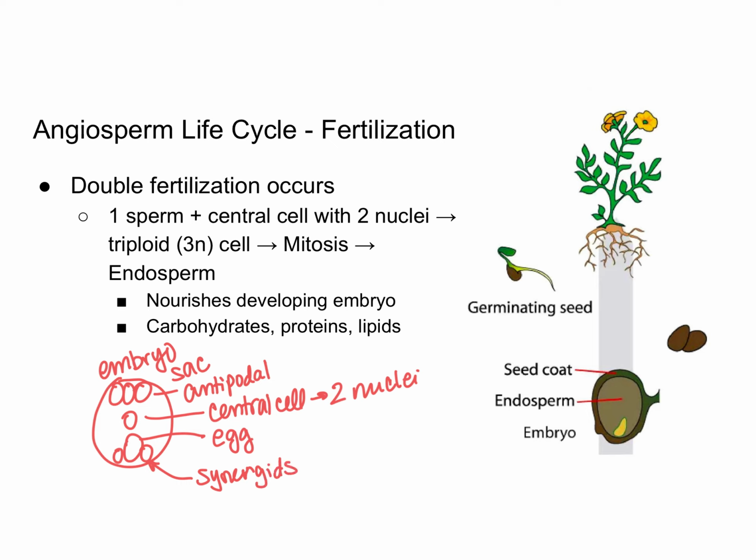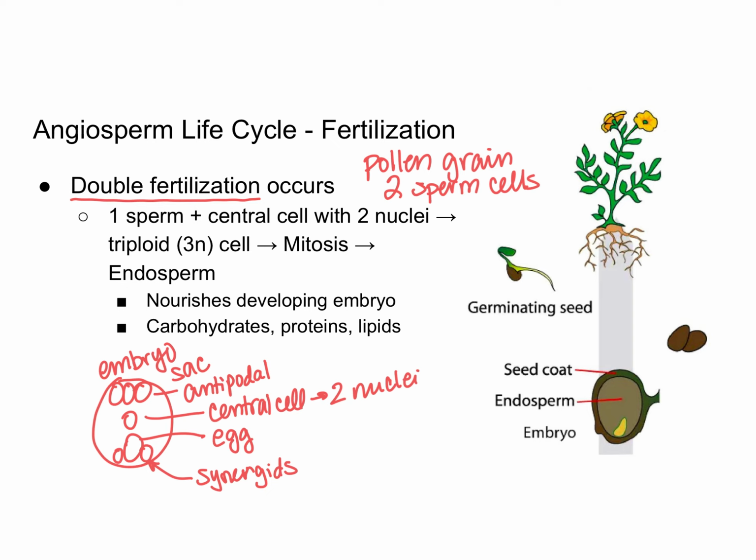Now remember that the pollen grain consisted of that one tube cell, but then we also had 2 sperm cells. So we actually end up with something called double fertilization occurring. So both of those sperm cells are going to be involved in fertilizing this embryo sac in a certain way.